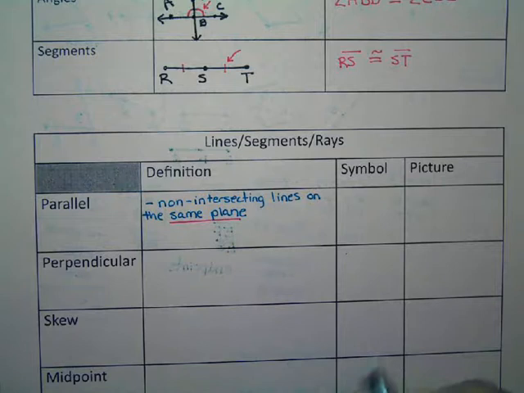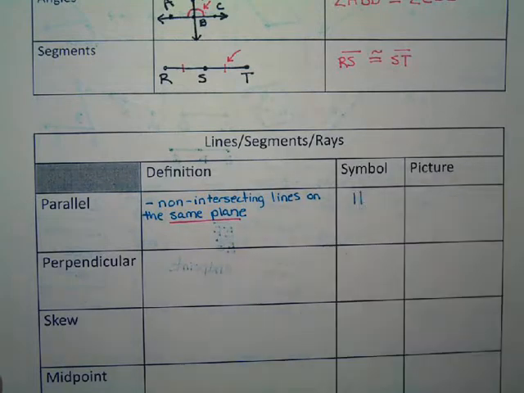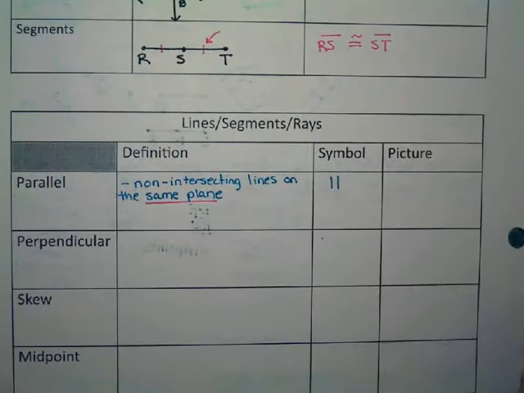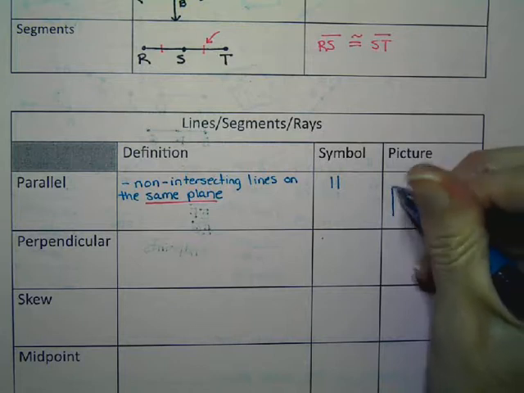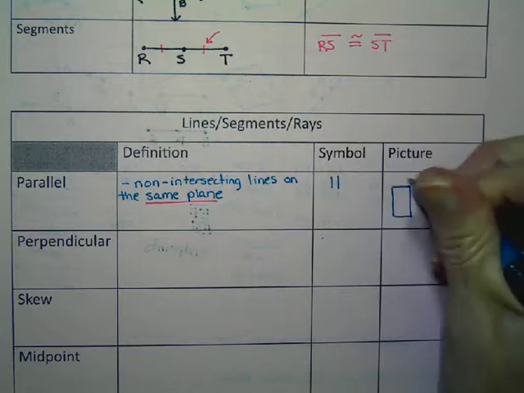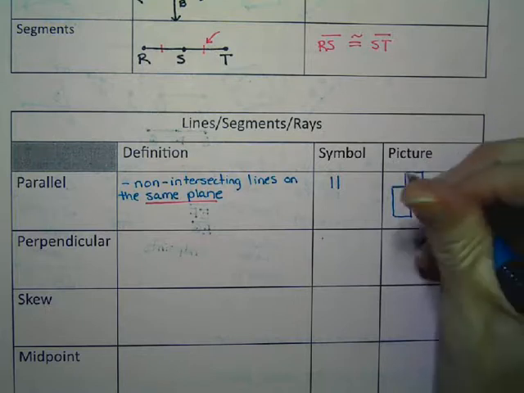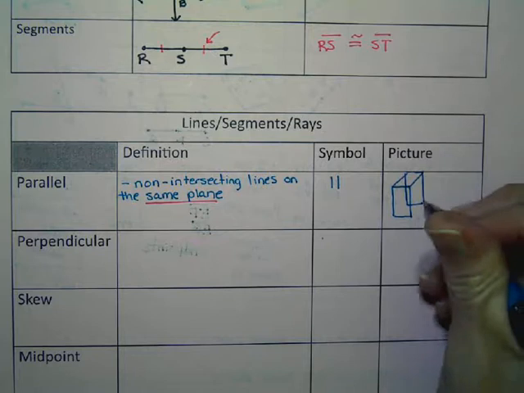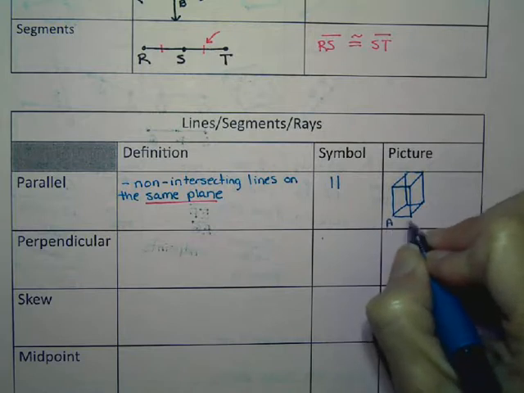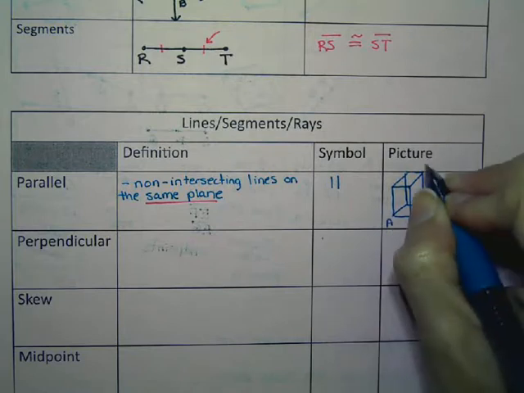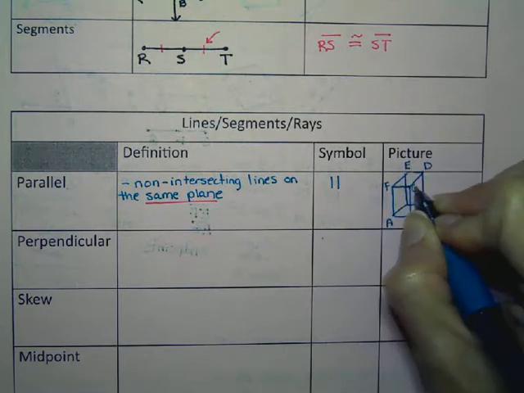Okay, the symbol for parallel looks like this. Looks like the number 11. That means parallel. And to show a picture of it, I'll try my best to draw you a picture here. I'm just going to try and draw a 3D picture here, and put some letters. And I got letters on all the corners.